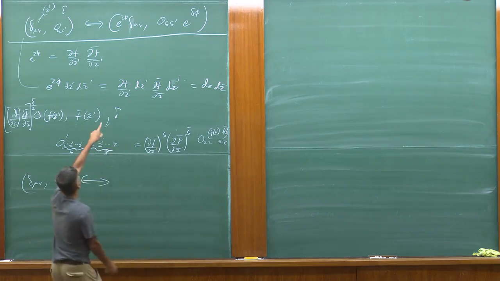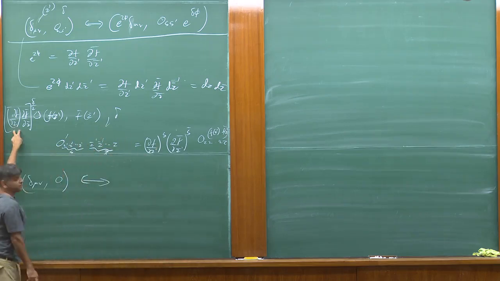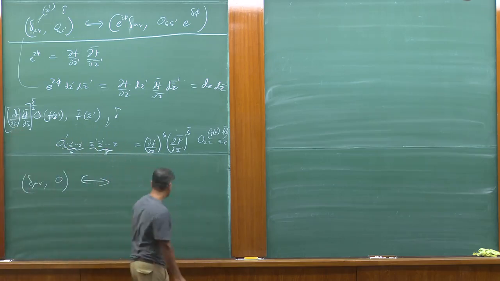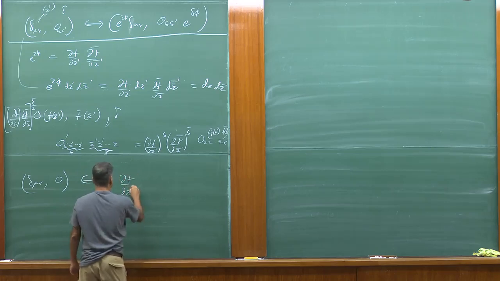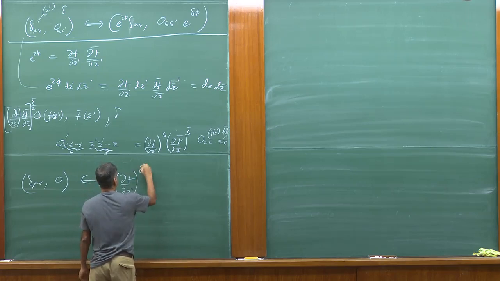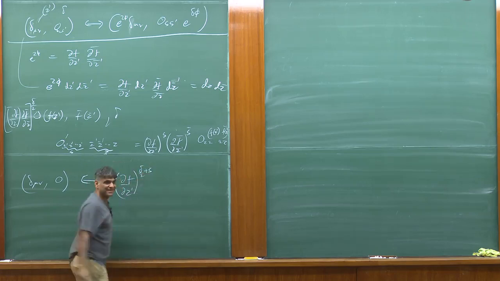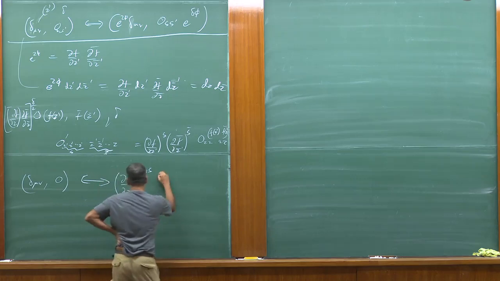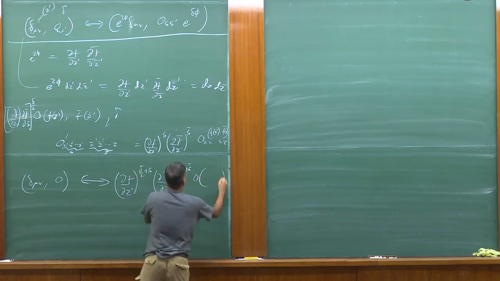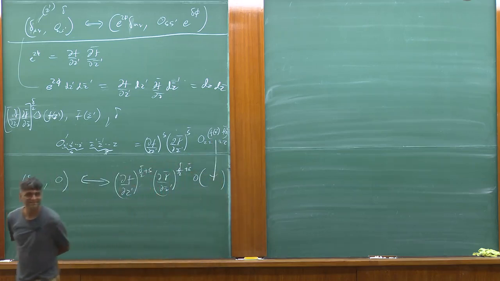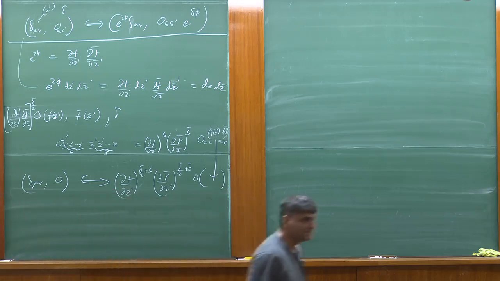We've got this term that came just from the Weyl transformation, that's unchanged. But in addition, we've got these pieces. So we have del F by del Z prime to the power delta by 2 plus S, del F bar by del Z bar prime to the power delta by 2 plus S bar times this O with the same argument. Is this clear? Okay.